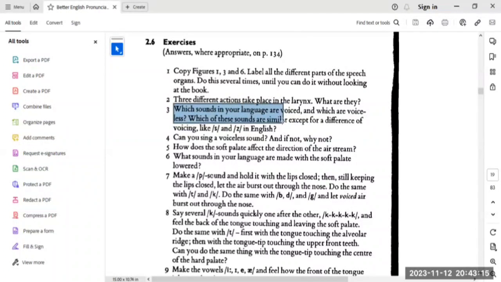The letter S is voiceless. Ma, what do you think? Voiced. Yes. S and Z, always. Z is voiced. S is voiceless. D and T: T is voiceless. D is voiced, right? F and V: F is voiceless. V is voiced.